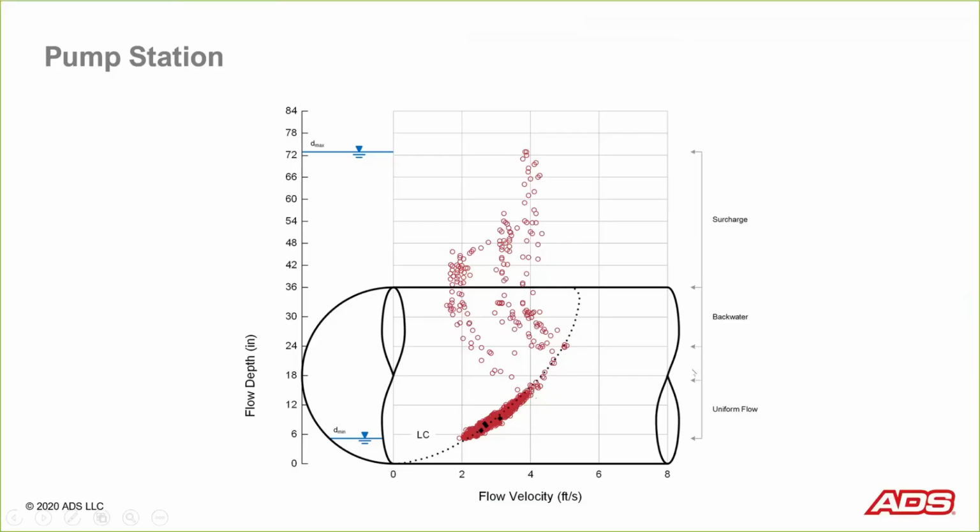Now you'll notice another thing that's kind of unique happening on this graph is this region right in here, this depth range. You'll notice some of the data operates on the Manning curve. That means it falls under uniform flow conditions.